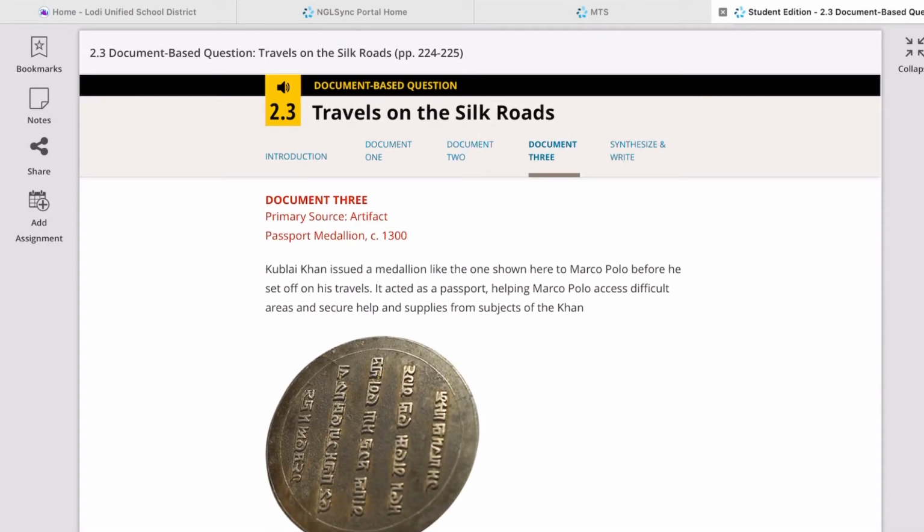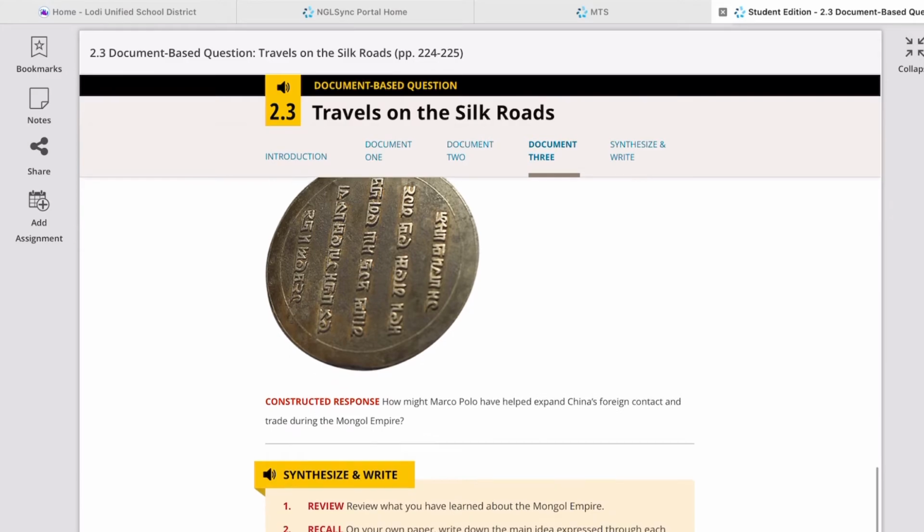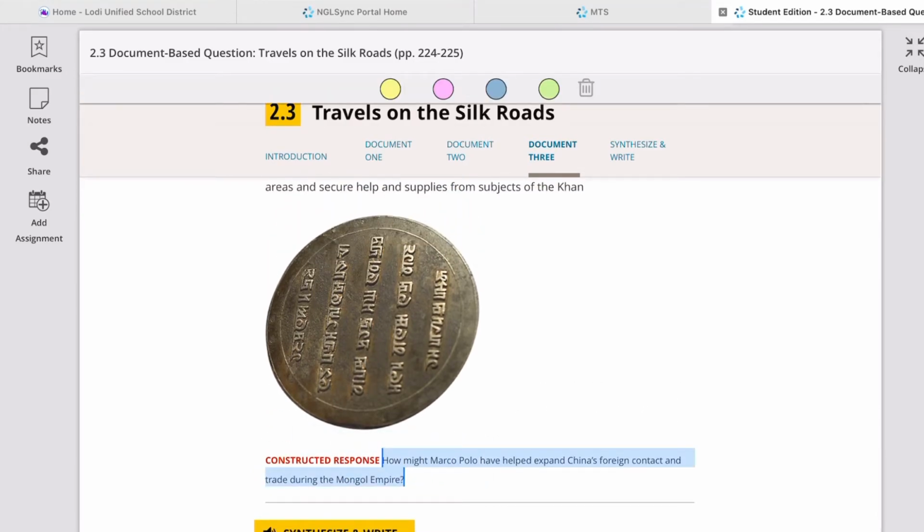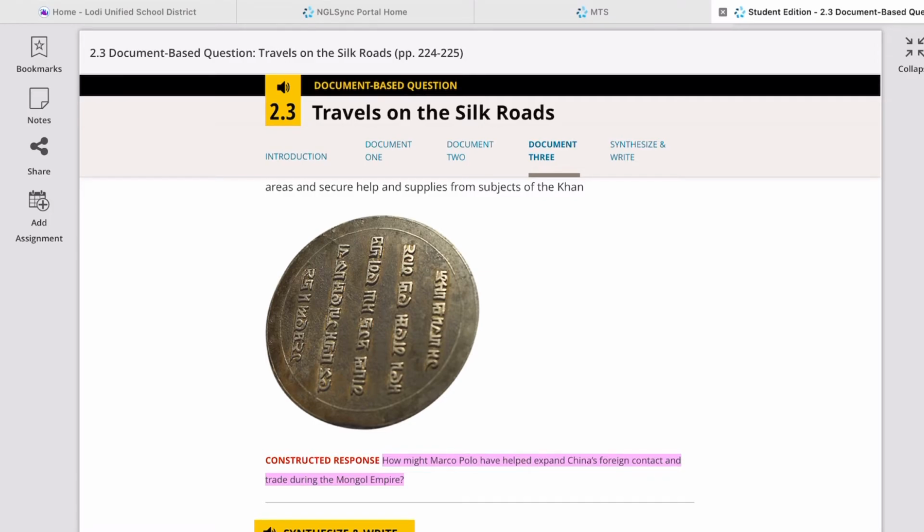Now let's go to the last document, document 3. It is a passport medallion from the 1300s. This is like a passport or a driver's license or an ID that you use for Millswood to identify whether you are a bona fide, a true student of Millswood. Obviously the reason is to identify students from non-students, or staff from non-staff members, in a school or any building, institution or organization. In a way it is protection of your identity, and for you to be able to travel across the Silk Road without getting arrested.